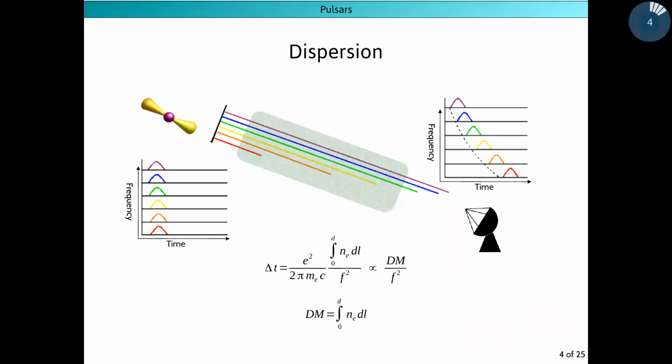The radiation from pulsars undergoes a series of what we call propagation effects induced by magnetized plasma. One of them is dispersion, in which the low-frequency emission from pulsars is delayed with respect to the high-frequency one while it crosses the plasma, and this delay is directly proportional to a parameter called the dispersion measure, which is the integral along the line of sight of the free electrons.